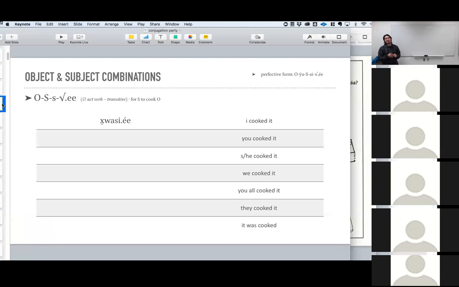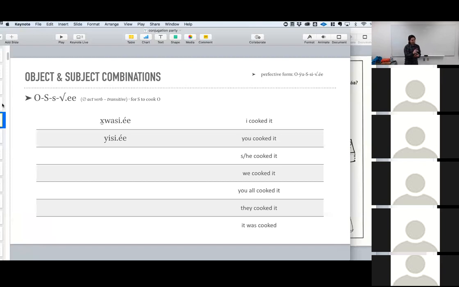Isei would be you are cooking it. So whenever we have that perfective marker on the front, we're going to get ye. So this is the second person singular with a perfective marker. Yisei. Yisei. And there's certain things in Tlingit that need to be in the perfective form.